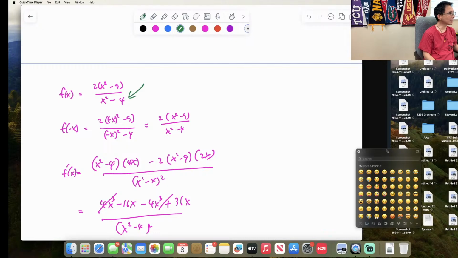Do you guys know how to find a slant asymptote? Long division. Whatever is in the front, the last case was x. x was the slant asymptote. Right? So you can find those things.